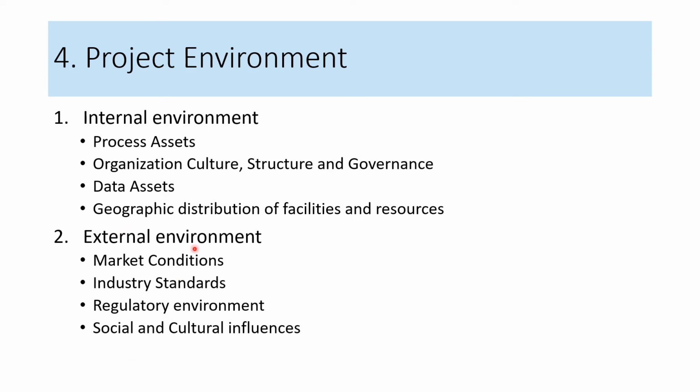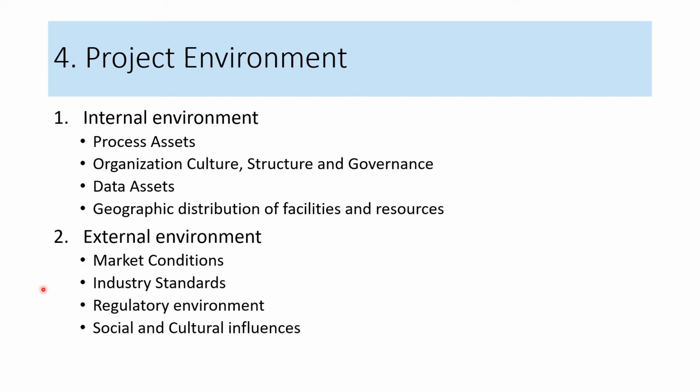What are some of the examples of external environment? Market condition. You may be selling your product in India, in South Africa, in US, or wherever you want. You need to understand what the market conditions are based on your geography. We might be bound to industry standards. Steel industry has its own standards. Software industry has its own standards. Car industry has its own standards, right?